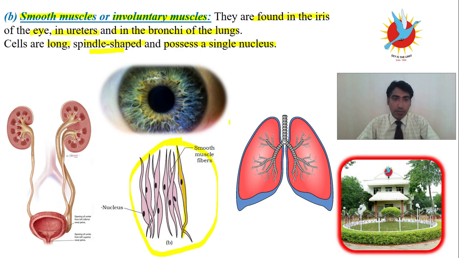These muscles are not directly under our control. That is why they are called involuntary muscles. They are present inside the kidney, lungs, bronchus and iris. Here you can see the iris of our eye. Inside the iris the involuntary muscles are present, so they work automatically according to the intensity of light entering the eye.